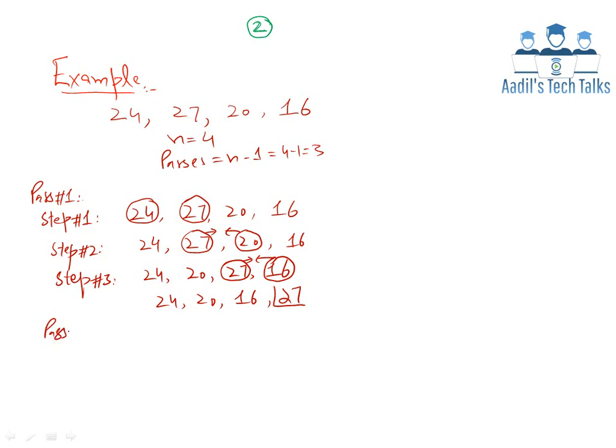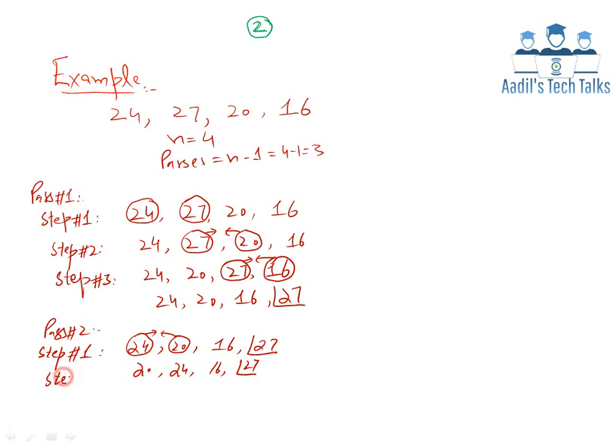Pass number 2, step number 1. 24, 20, 16 and 27, which is locked. Step number 1, so element number 1, which is 24, and element number 2, which is 20, are interchanged: 20, 24, 16, 27.